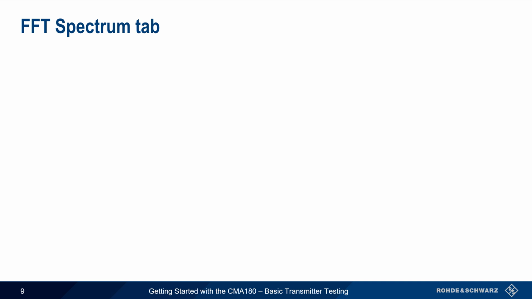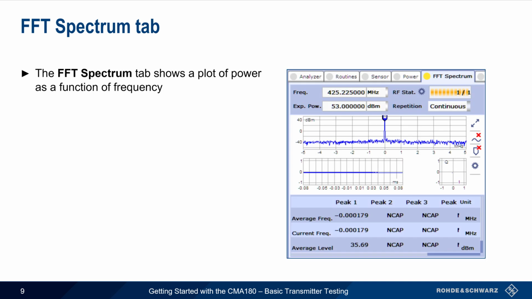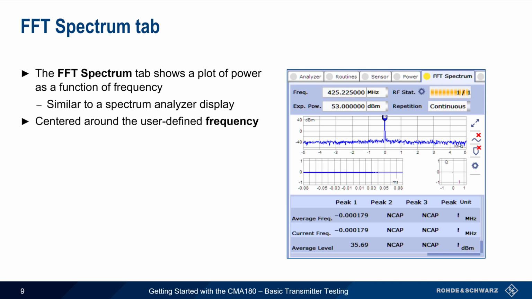Another important tab is FFT Spectrum, which shows an FFT-based plot of power as a function of frequency, similar to what's found on a spectrum analyzer. The display is centered around a user-defined frequency, which should be set to the transmit frequency. The x-axis of the plot shows relative distance from this frequency, by default in units of megahertz.